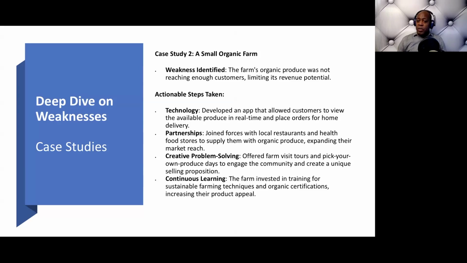Creative problem solving. They offered farm visit tours and pick-your-own produce days to engage the community and create a unique selling proposition. And then as far as continuous learning, the farm invested in training on sustainable farming techniques and organic certifications, increasing their product appeal. So this is stuff they can now leverage in their marketing message and differentiate themselves from their competitors. Again, turning a weakness into a strength.